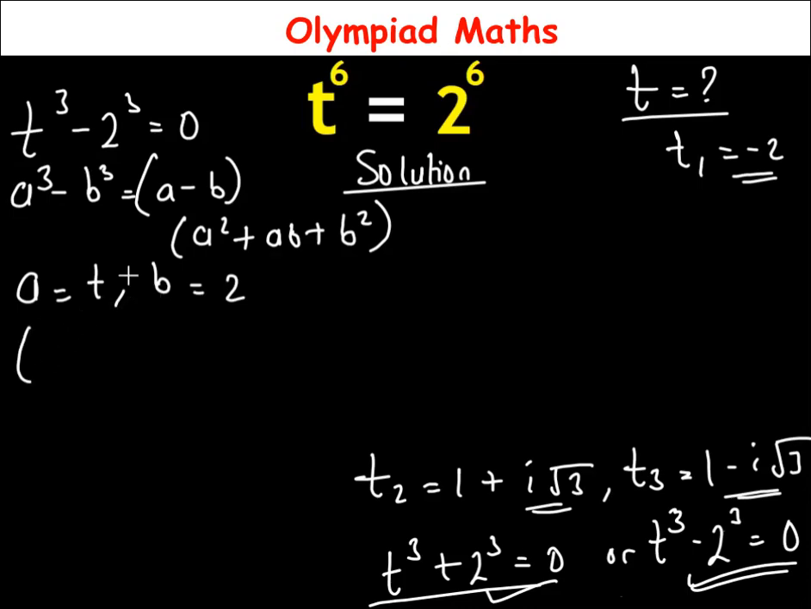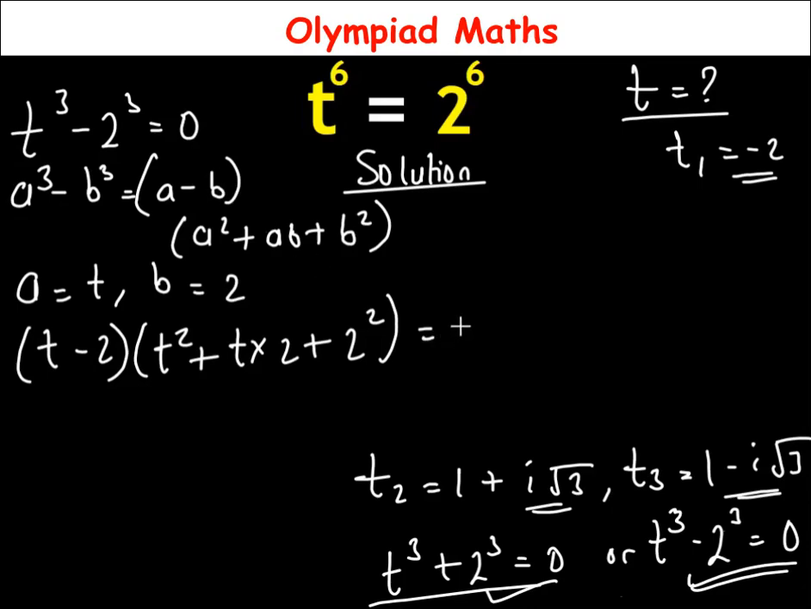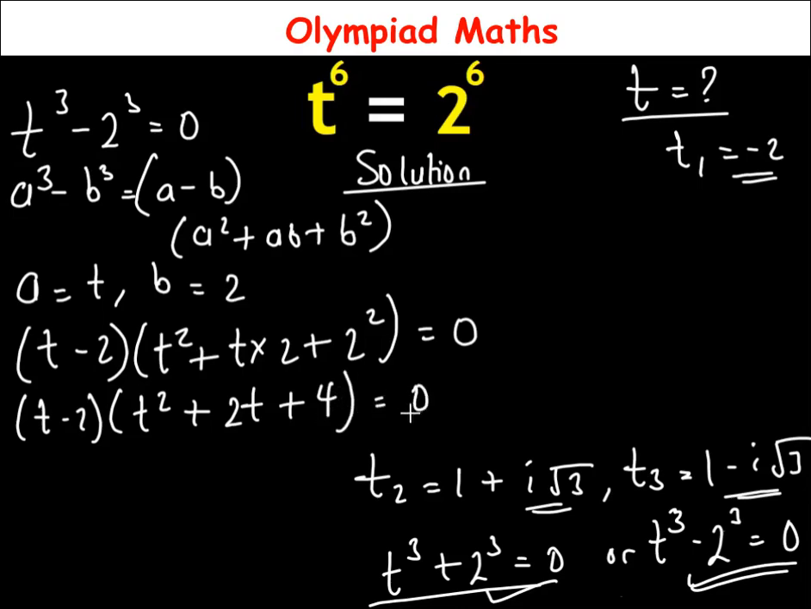So we're going to have, in bracket, a is t, then minus b is 2, all multiplied by a squared, which is t squared, then plus a, which is t, times b, which is 2, plus b, which is 2, so 2 squared, is then equal to 0. So from here, we have (t minus 2) multiplied by (t squared plus t times 2, which is 2t, plus 2 squared, which is 4) is then equal to 0.